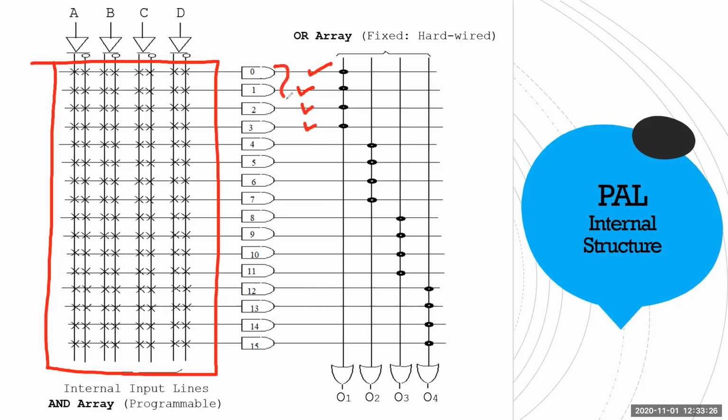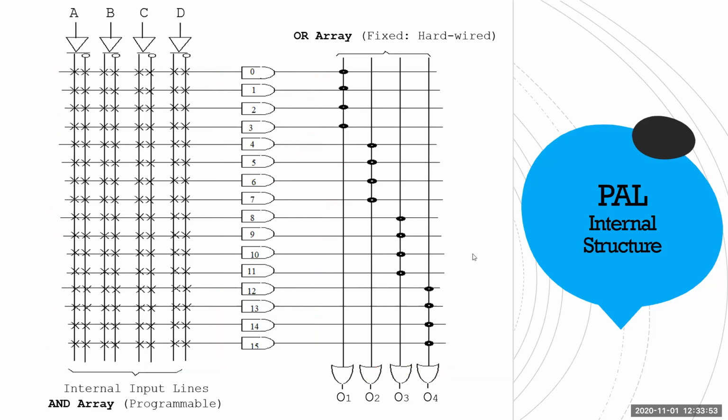This 4 AND gate output is connected to the first OR gate, right? Yes, sir. This one, this one, this one, this one. These 4 are connected with the second OR gate. Next 4 are connected with the third OR gate. And the last 4 is connected with the last OR gate. So these are actually fixed. You cannot change.